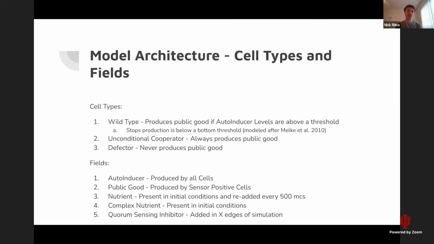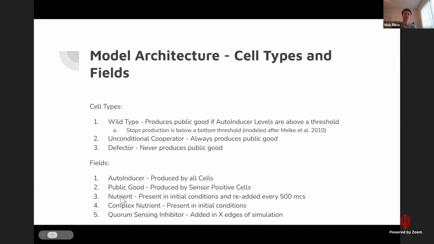And then last is our defector. That's our cheater, you could think about it. They will take in the benefit, but they never produce the public good. So they're stuck at quorum sensing inactive. The chemical fields, we had five. We had first an autoinducer, which is secreted by all the cells. It ends up being your analog for the population density. The public good, which is produced by quorum sensing positive cells. We called it a sensor positive in our model.